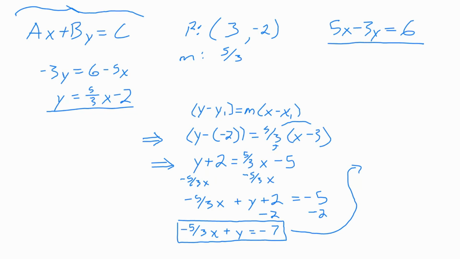Would it be 3? The 3. So I could multiply the left-hand side and the right-hand side by 3. That would get me -5x. After I multiply by 3, the 3's would cancel away, plus 3y, because I need to multiply by 3 there as well, and then that would equal -21. This is also a standard form of that line.